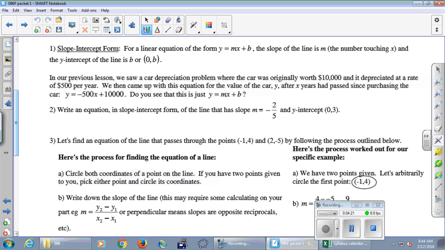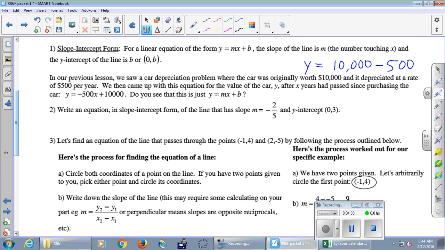The car was originally worth $10,000 and it depreciated at a rate of $500 per year. Remember this problem from the other day? And I said write an equation for the value of this car after x years. And so you might have said something like, okay, it starts at 10,000 and it loses $500 per year. How do I account for the $500 every year? We'll just put an x there, right? This is something you wrote, and you weren't thinking y equals mx plus b. You just sort of intuited that.